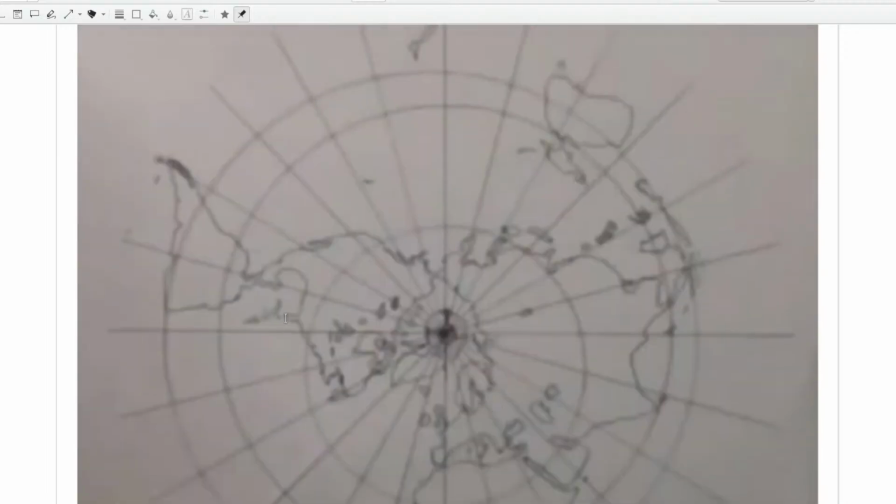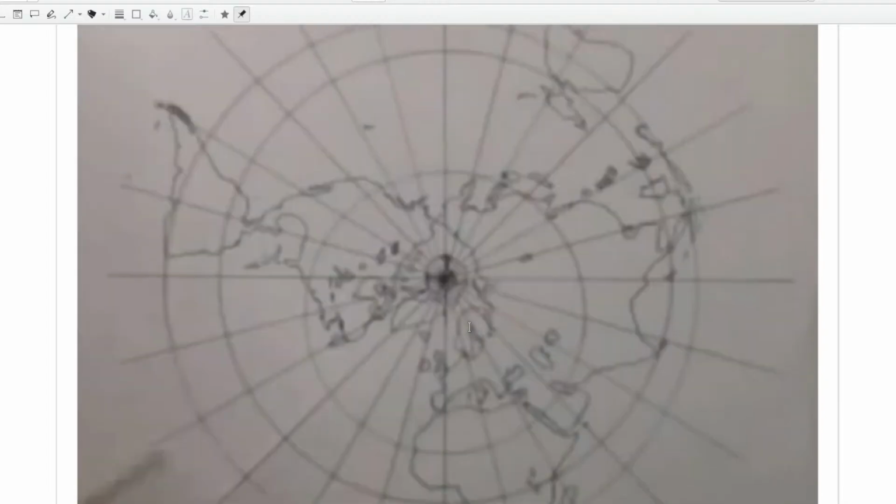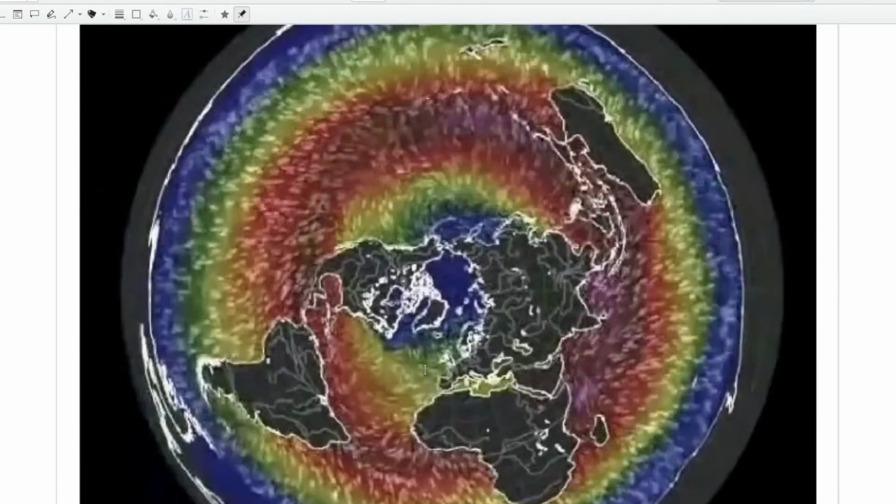Interesting. Yeah, they're connected almost. Right on that meridian line. South America looks really interesting. Wow.